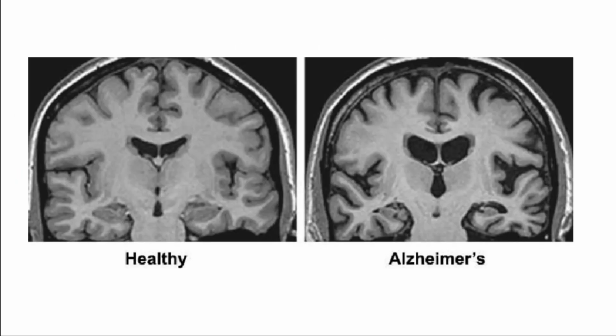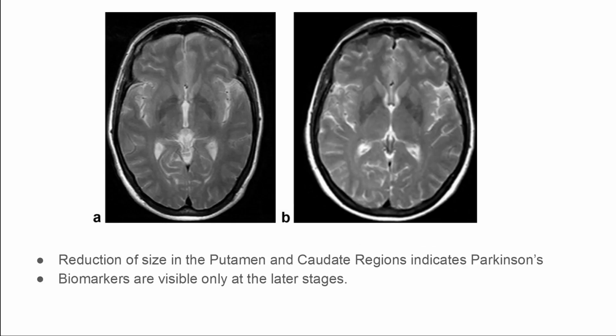So this MRI scan depicts how a person with Alzheimer's brain is different from a healthy person's brain. We can see that the people with Alzheimer's have shrinkage in brain tissues, which is the reason for the problems that they face. And similar to Alzheimer's, for Parkinson's disease, the reduction in size of the putamen and caudate regions of the brain indicates Parkinson's. These are only a very few biomarkers that are visible, and they are only visible at later stages of the progression of this disease.